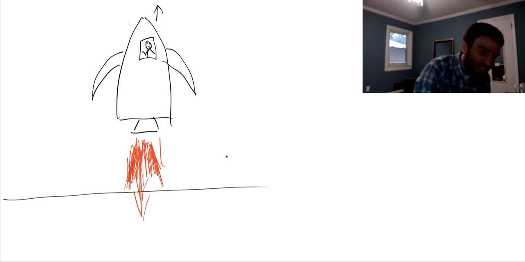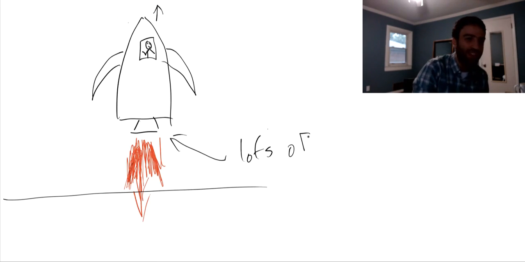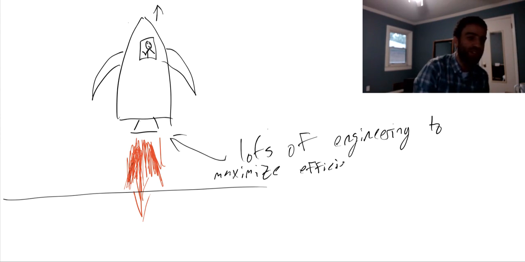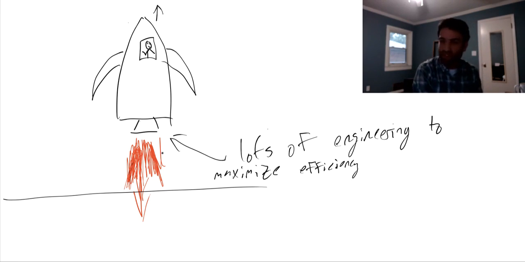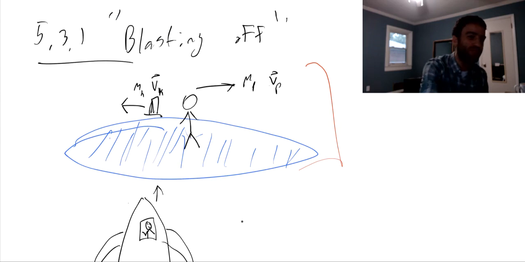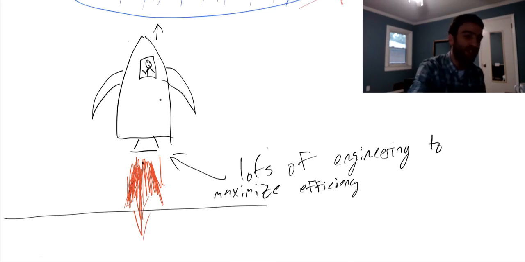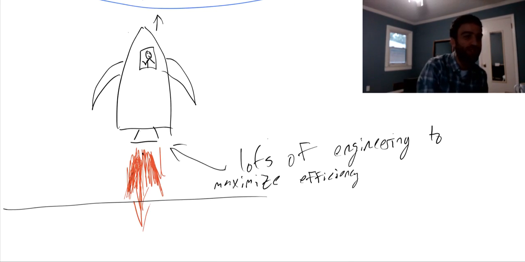It's just that there is lots of engineering to maximize efficiency. How do we shape the nozzle and construct the engine so that these gas molecules fly as fast as possible downward? Just like in this example, the velocity that you move in the right direction depends on the ratio of the masses and also the velocity you expel your hat at. Similarly, rockets want to expel gas as quickly as possible, and they want to have it pointing in the downward direction as much as possible.